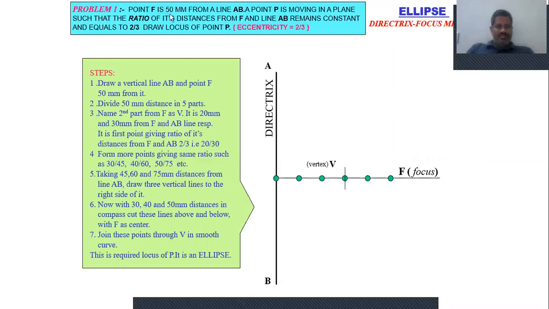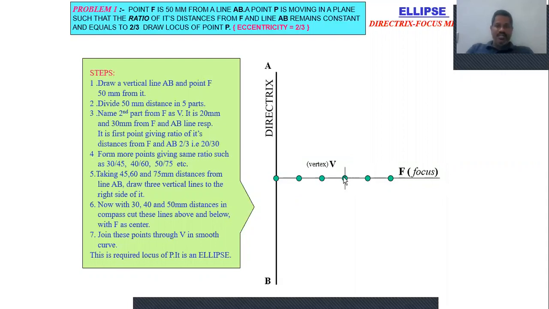In this case the distance is 50 millimeters, so it is 10 millimeters, 10 millimeters, 10 millimeters. Now the numerator is 2, so you come back 2 divisions from the focal point. The remaining divisions are 3, as you can see here. So 2 by 3 is the ratio of the distance of this point. Now this is called the vertex. After marking the vertex point, it is 2 by 3 here.